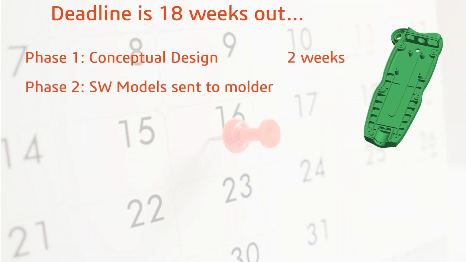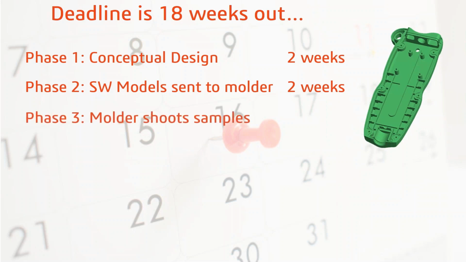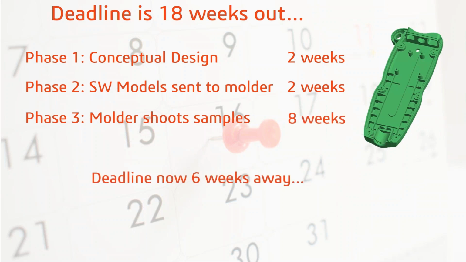I was told to send it to a molder from China, and that they would make the mold and send us back some parts probably within about 8 weeks. So now we're about, keep going, Sash. About 8 weeks for the molder. I get the parts back, and with 6 weeks to go, I still think I'm in pretty good shape.